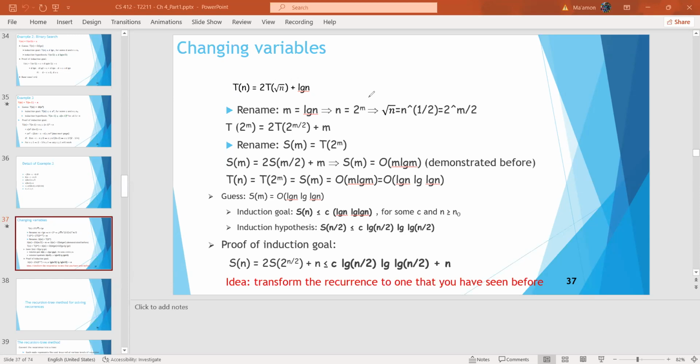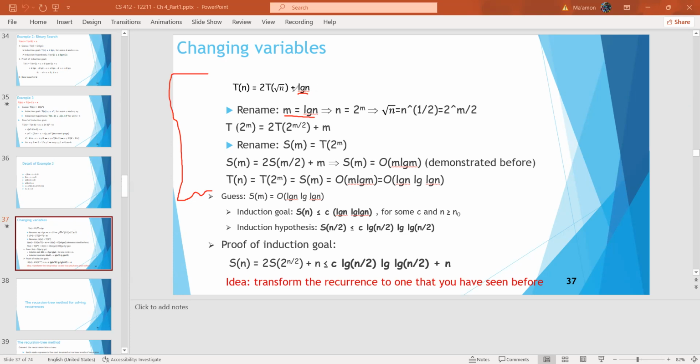Because we have something like a square root and log n, to simplify this formula in order to be able to solve it, the first step is to rename: let m equal log n. So now 2 to the power m equals n.